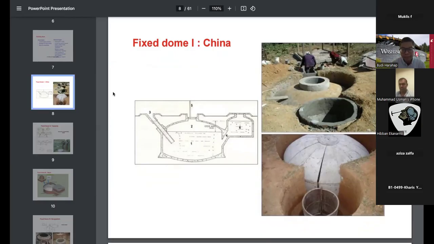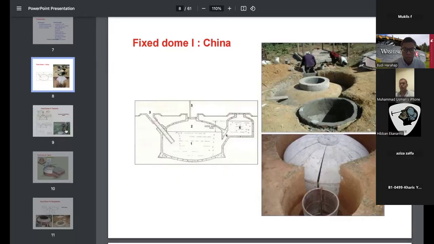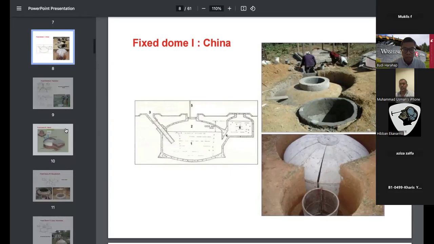This is from China. As I have told you, the floating drum biogas plant is also called the Indian type biogas plant, because the floating drum was first developed in India. Similarly, the fixed dome biogas plant is also called the Chinese biogas plant, because it was first developed in China. So this is a picture from China. It is a fixed dome type, but this type also varies from region to region.